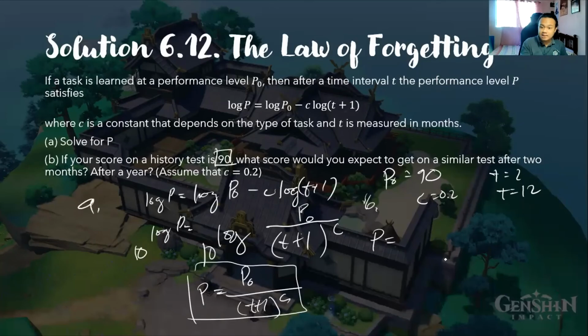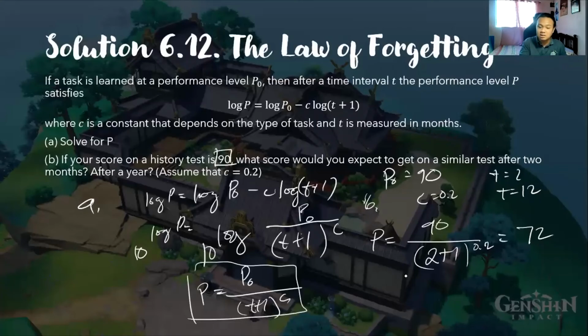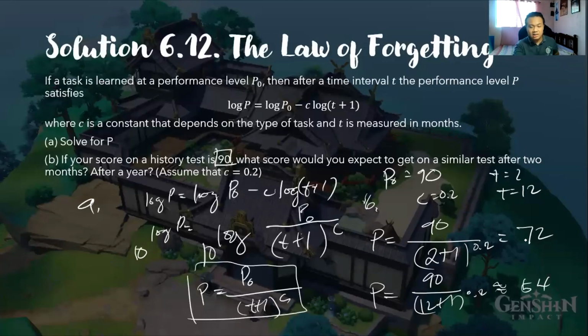So this is for letter A. We just substitute: we have 90, then for 2 months, 2 plus 1 raised to 0.2. The answer is around 72, which is what you will get after 2 months if you take the same test. And for the next, 90 over 12 plus 1 raised to 0.2, so around 54. That is how low your score would be if you take the same test after a year.